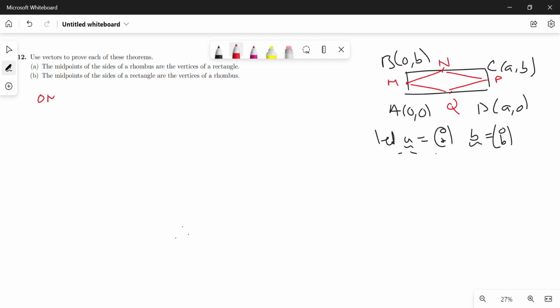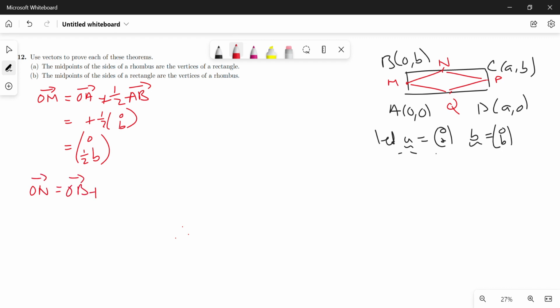Okay, so let's have a look. What would OM be? The midpoint M. We're taking OA and adding half of AB because it's the midpoint. So we get (0, 0) plus half of (0, b), so we get (0, half b) for that one. Let's look at ON as well. Again, I'll go OB plus half BC. OB being (0, b), and then half of BC, take C, which is (a, b), minus B, which is (0, b), and we are going to get (half a, 0).